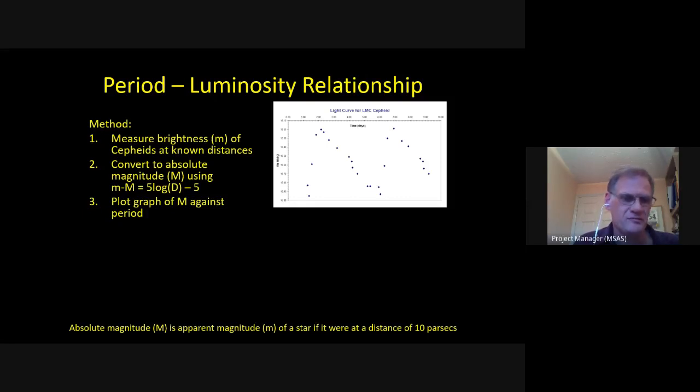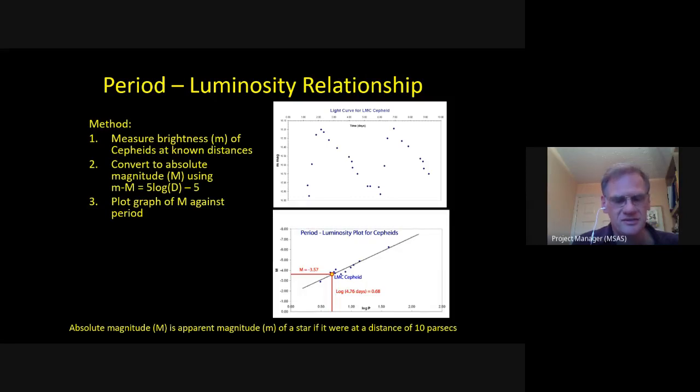What you then do is plot a graph of that absolute magnitude number against the period, how long it takes to go through its brightness cycle, and you get a graph like this. So along the bottom, you've got the period, how long it takes to go through brightness, and up the y-axis, you've got absolute magnitude, big M.